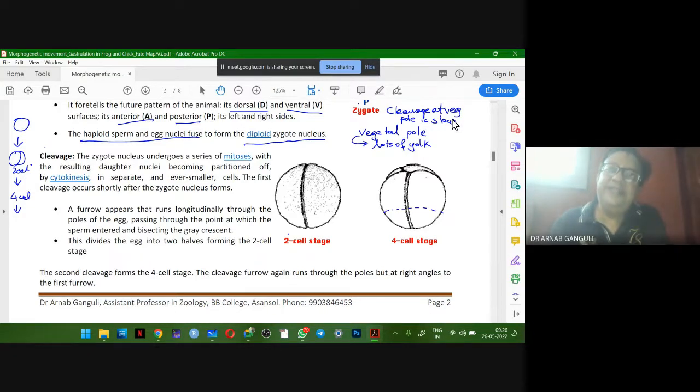Once the cleavage takes place, you will have small animal pole cells. They are known as micromeres. And large vegetal pole cells containing yolk, they are known as macromeres. Okay. So the furrow on the zygote starts to take place and cleavage starts to take place. Then 2 cell will become 4 cell. So this is the 2 cell stage. This is the 4 cell stage.